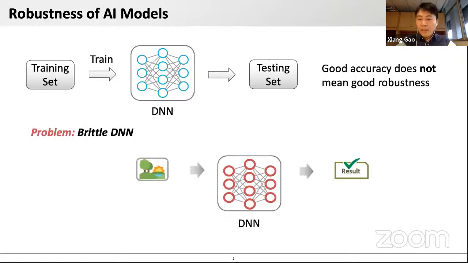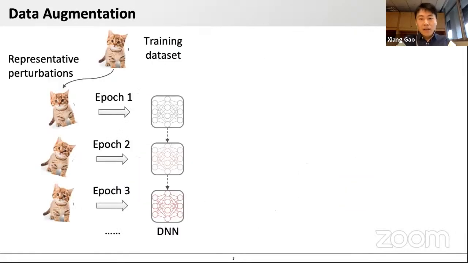For instance, the model could correctly classify an image. However, after rotating the image a little bit, the model will misclassify it. So in this project, we targeted to improve the robustness of AI models from the perspective of software engineering. Data augmentation is an approach to improve performance of AI models. Similarly, it can also be used to improve model robustness.